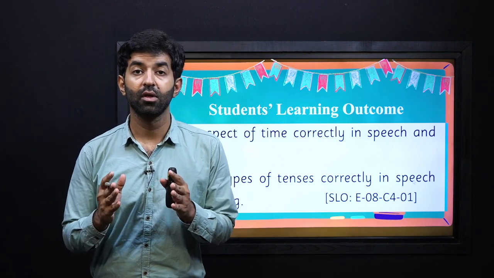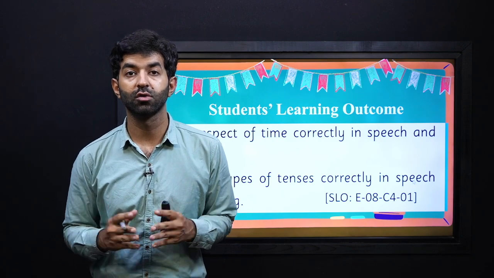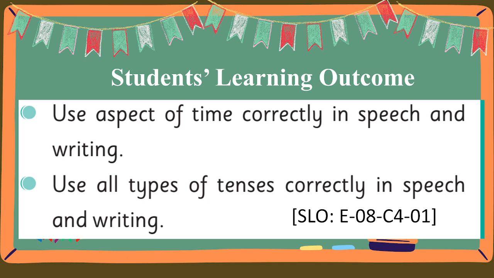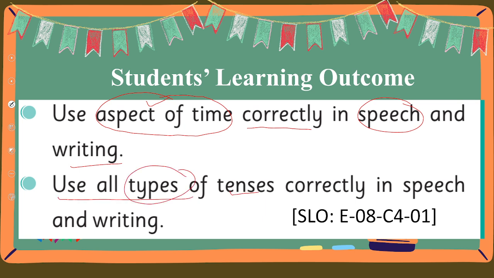Let's begin the lesson by reading our student learning outcomes. First, we will see how we can use aspect of time correctly in our speech and writing. Then we will also use all types of tenses correctly in speech and writing.